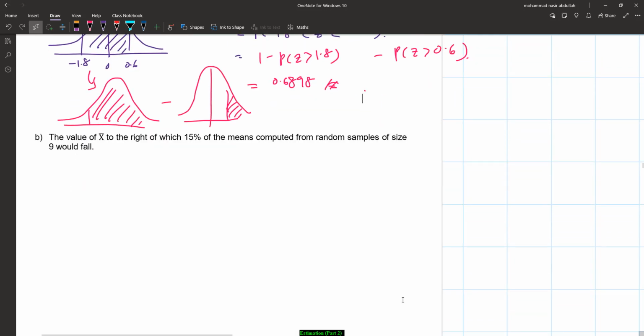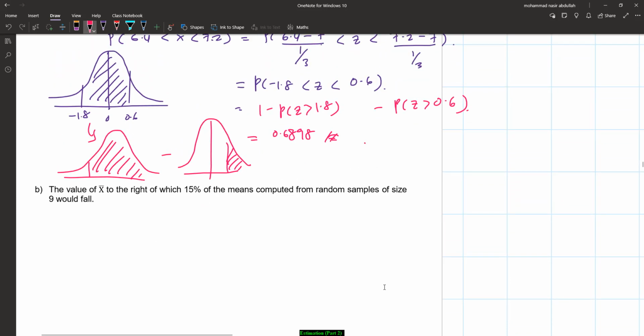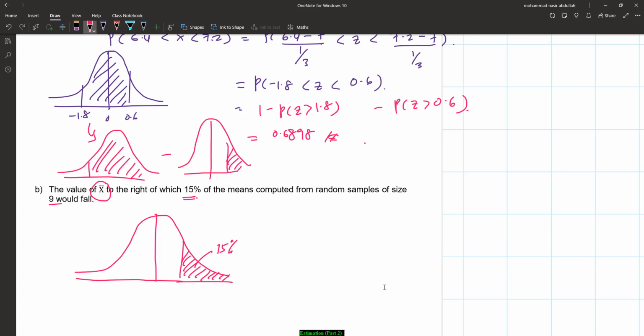Next, part B: the value of X bar to the right of which 15% of the means computed from random samples of size 9 would fall. What it says here is that the value of X bar to the right will cover 15%. This is 15% to the right, so let's say it is K. We want to find this area: probability of X bar more than K equal to 0.15.